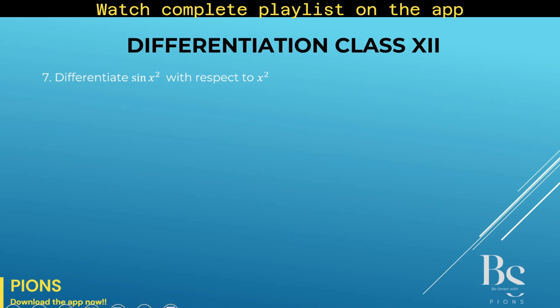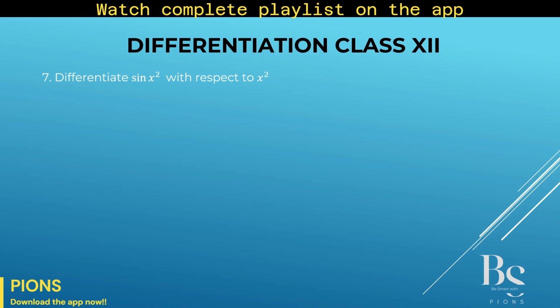Question 7 says differentiate sine x square with respect to x square. Okay. So this question is another way. The language is different. But this is actually parametric form only. How? We will see within a minute.